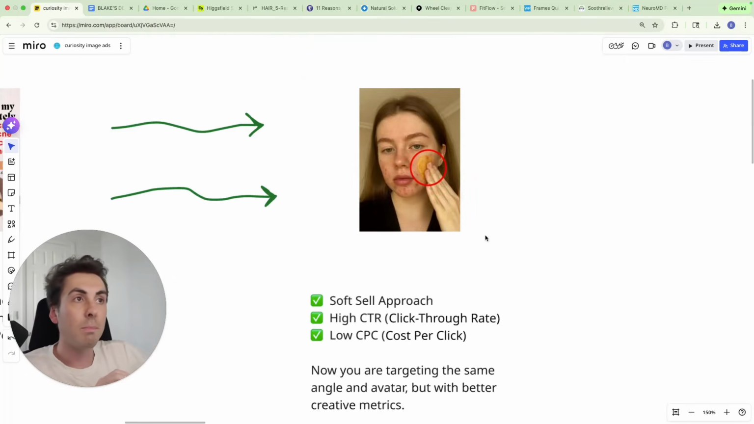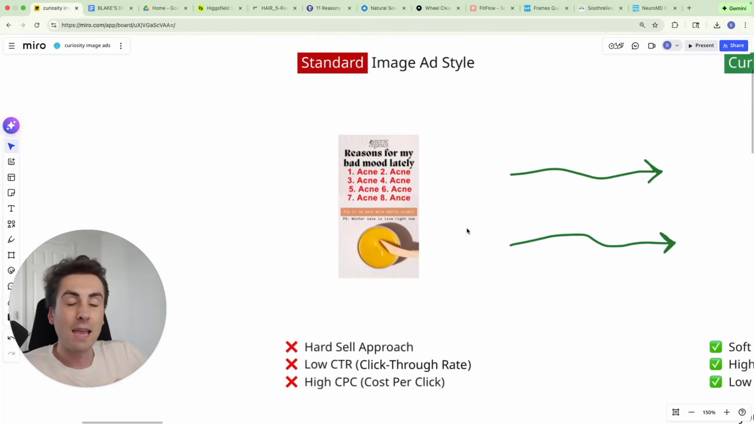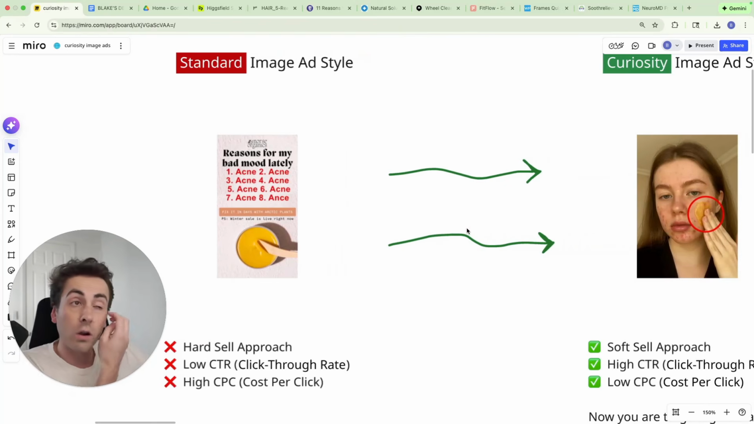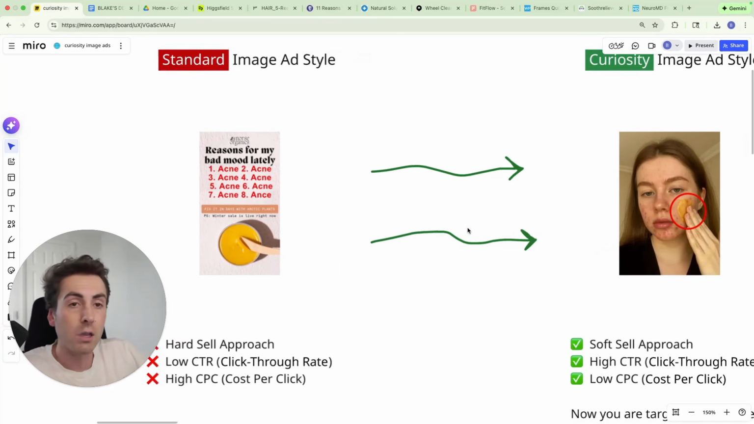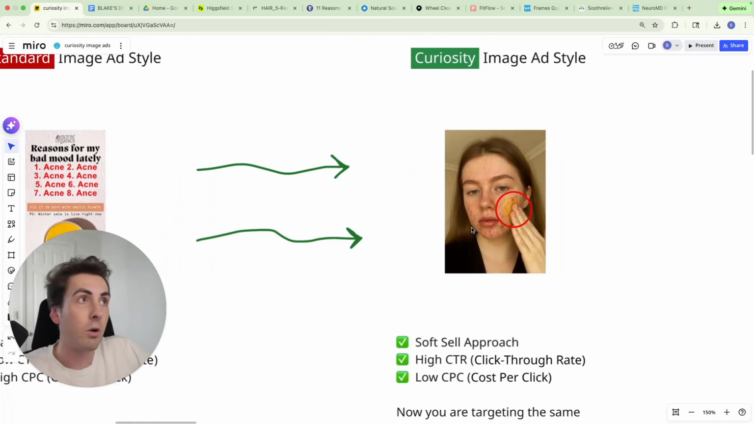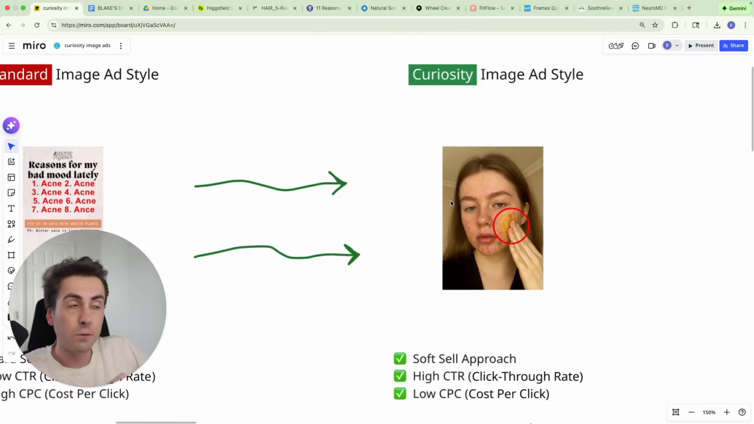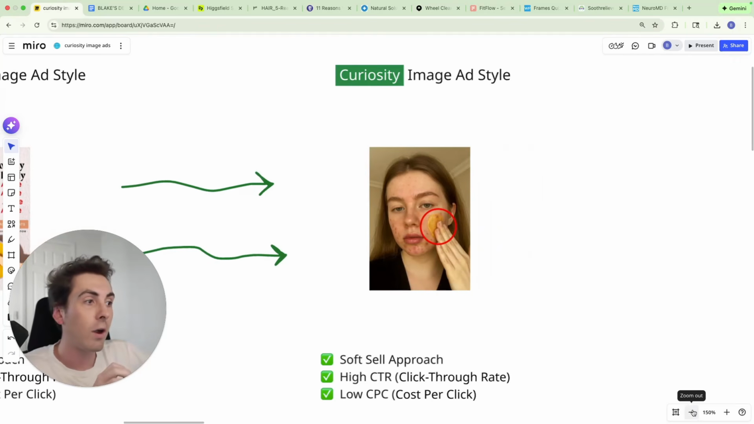So now you know the benefits of taking the same exact angle and avatar and just going about it creatively in a more organic approach, right? It's a more curiosity driving approach. It's a more native ad style approach. Guys, this is the future. It's not the only way to scale and run ads. That's not what I'm saying, but you should have ads like this in your ad account.